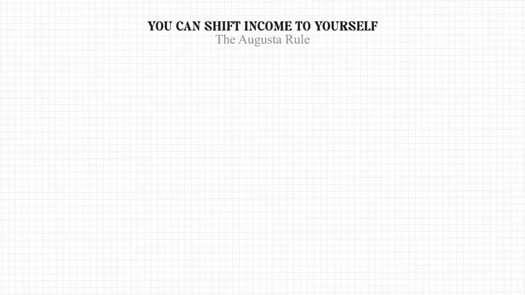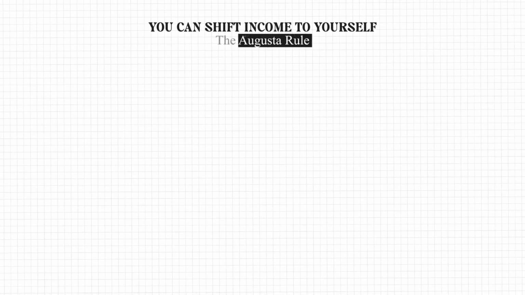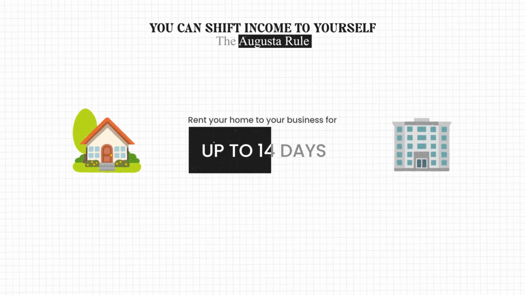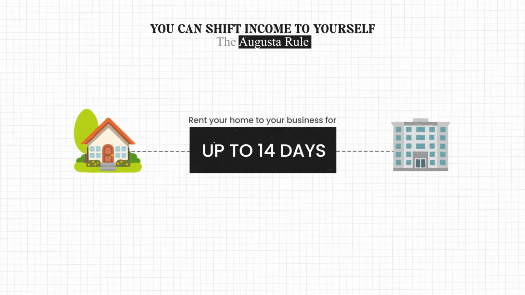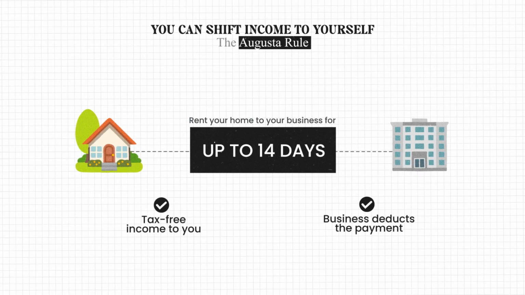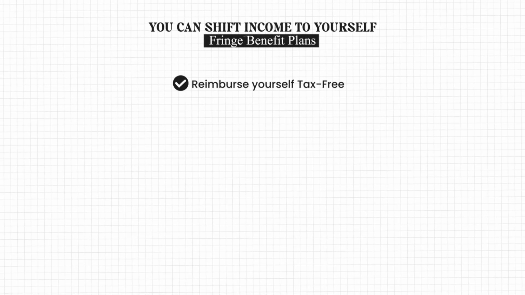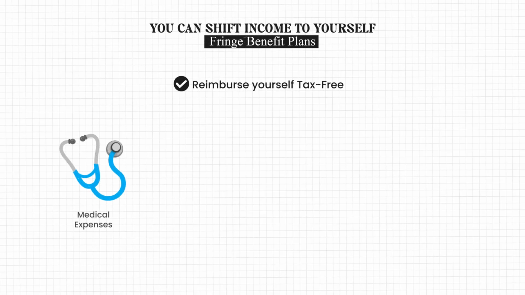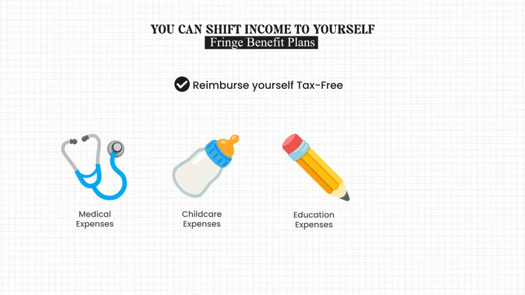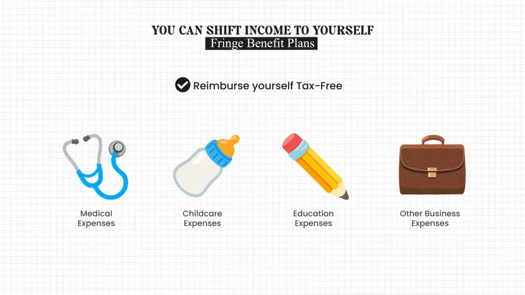So as the business owner, you can create arrangements where your business pays someone else and you are granted a tax deduction while the recipient pays little to no tax on what they receive. For example, you can shift income to yourself with strategies like the Augusta rule, which allows you to rent your home to your business for up to 14 days per year. With this, the business can deduct the payment, but it is tax-free to the owner. You can also set up something called fringe benefit plans, which are used to reimburse yourself tax-free for certain medical expenses you have, child care, education, and other business expenses that you may pay for personally.